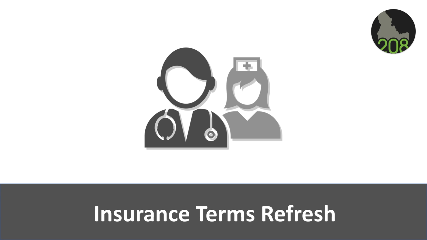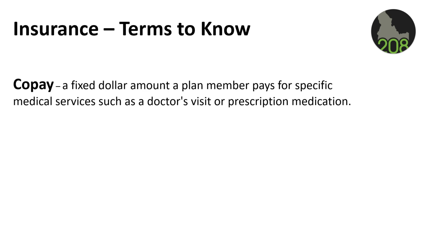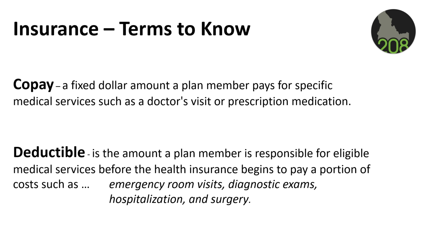Quick insurance terms we want to refresh. You can pause these screens at any time to read the additional information to help you through your plan year. So some simple terms you should know. Copay: a fixed dollar amount that the member pays for medical services such as a doctor's visit or prescription medication. Deductible: the amount a plan member is responsible for eligible medical services before the health insurance begins to pay a portion of costs such as your emergency room visits, diagnostic exams, hospitalization, surgery.